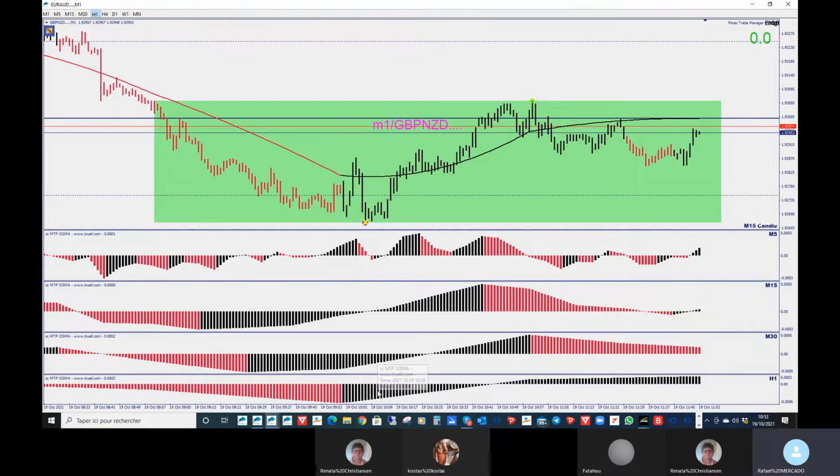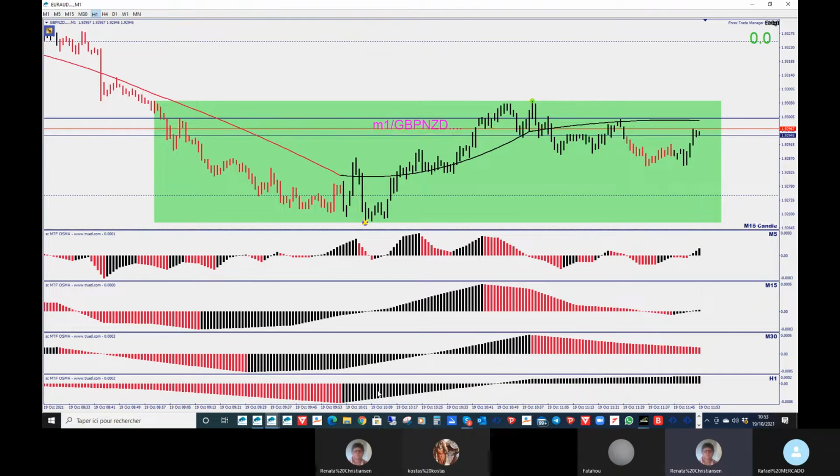Yeah, Pound New Zealand is doing the same thing as the Pound Aussie. Okay. I shorted it, but I shorted before the 1 hour changed. I don't remember if it was changed.